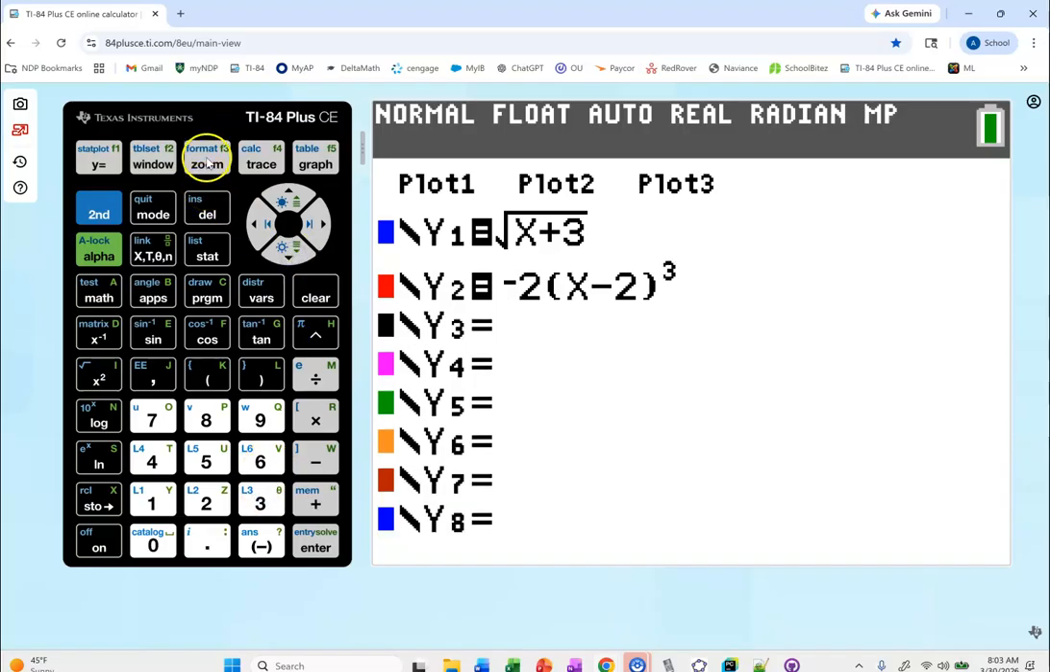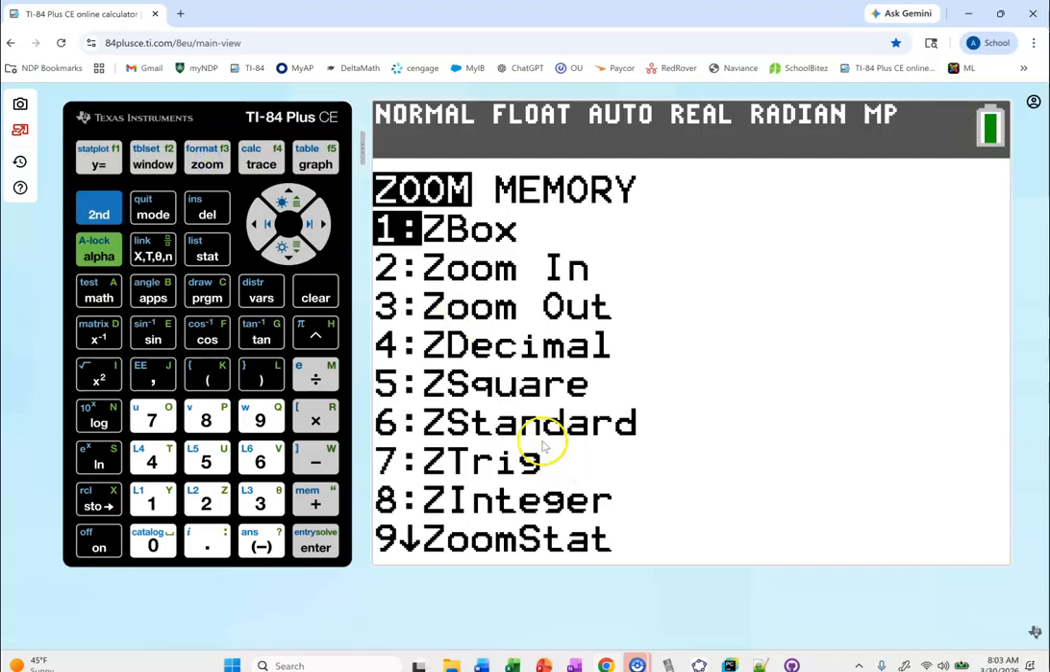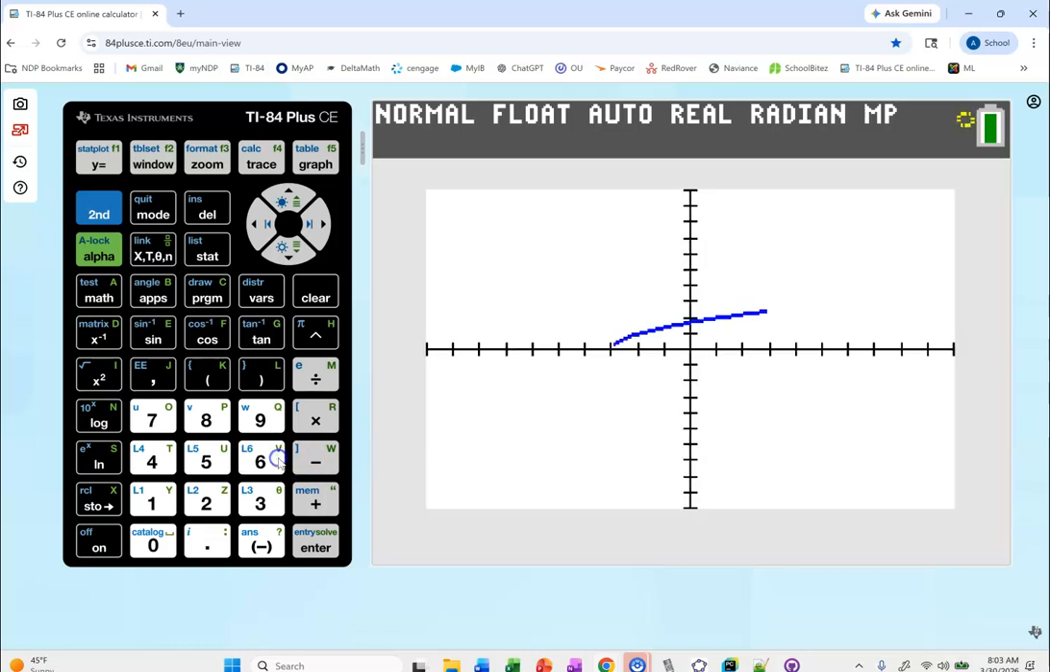Okay. I'm going to just go to Zoom Standard here. Okay. So if I look at my picture, the area enclosed by my two curves and the x-axis is like this region here, right? You guys see what I'm talking about? Everybody agree?